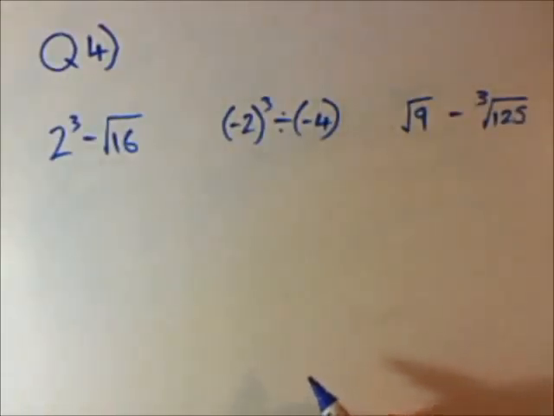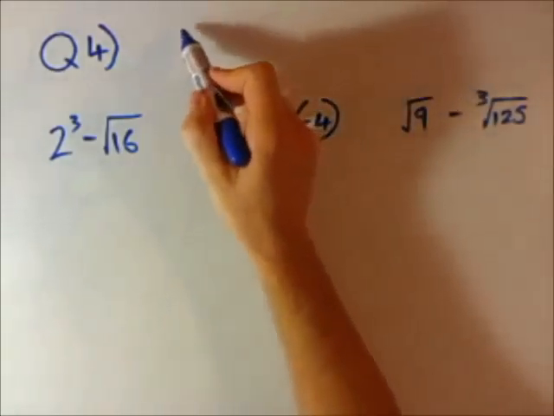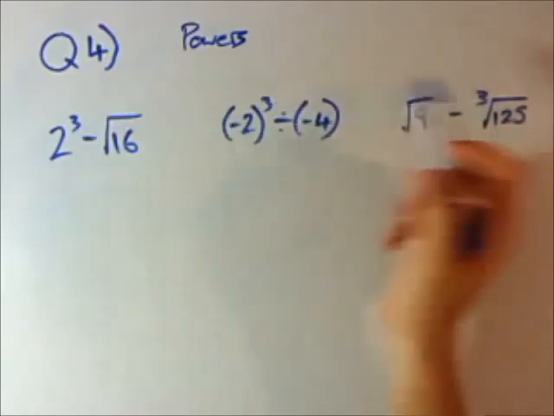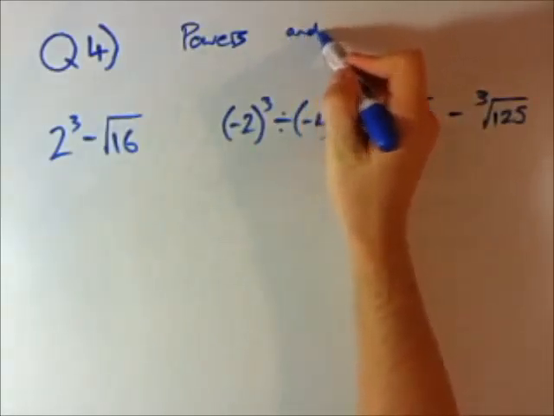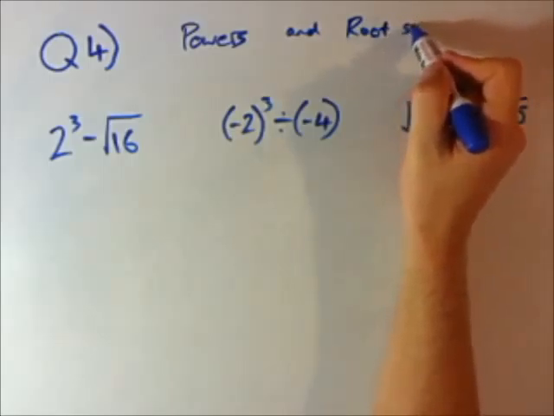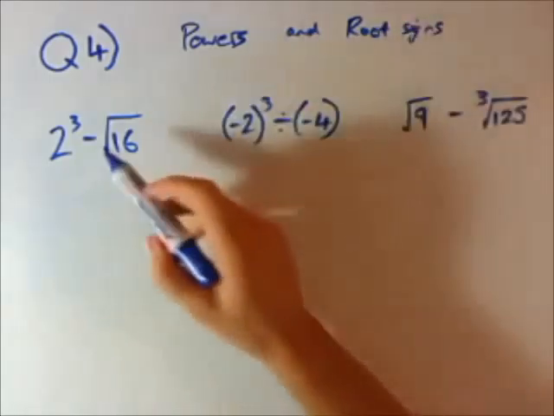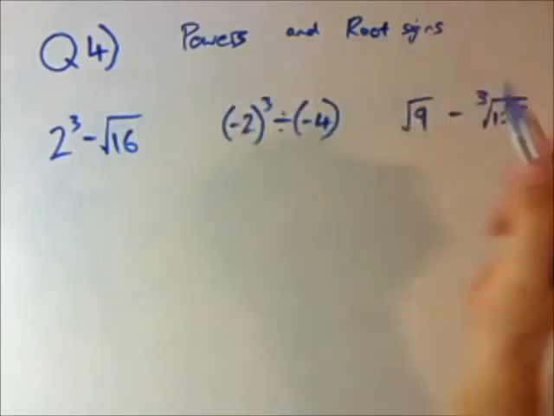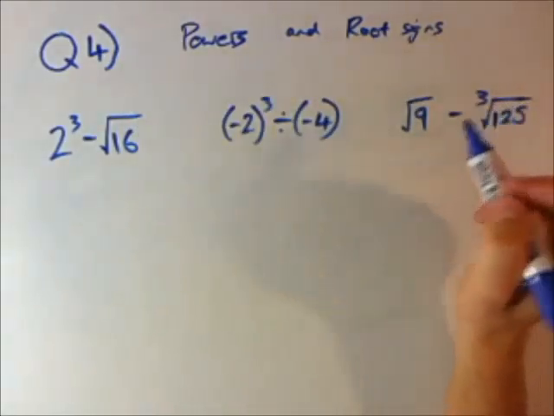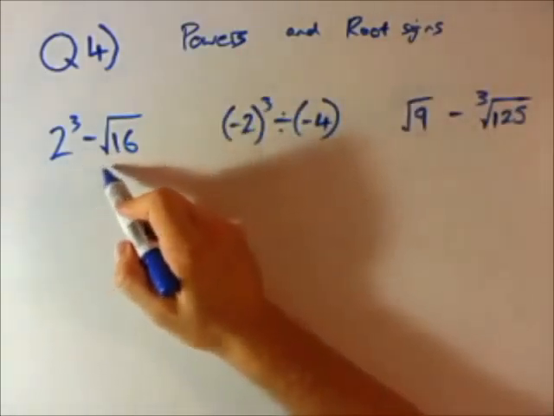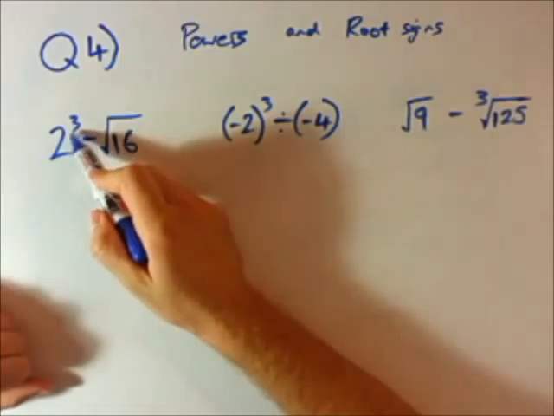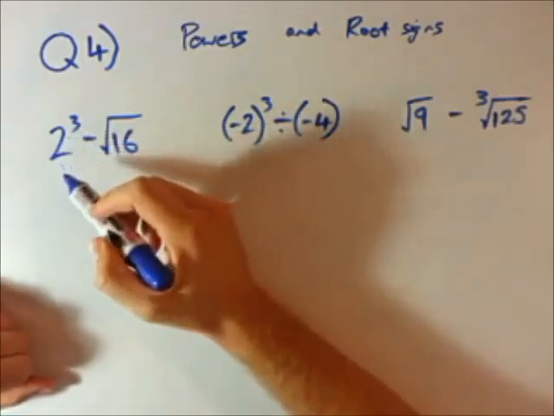Question 4. Okay, in this question now we're looking at powers, which are these little numbers on top, and we also have root signs, which are these little square looking brackets. Now I'm about to explain what they mean. Okay, so a power. Let's use the first one as an example. 2 to the power of 3. That's what this means when you have a little number on top.